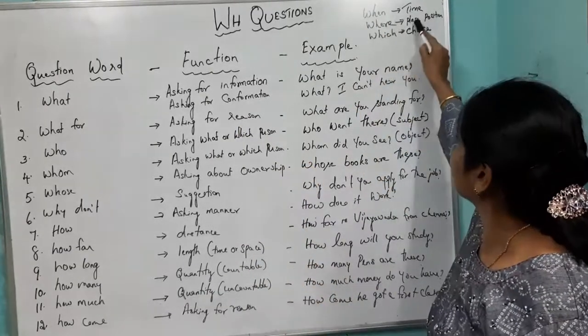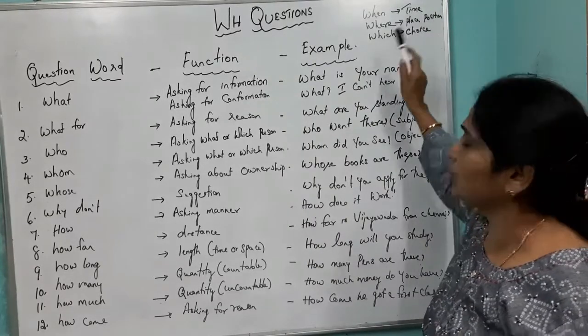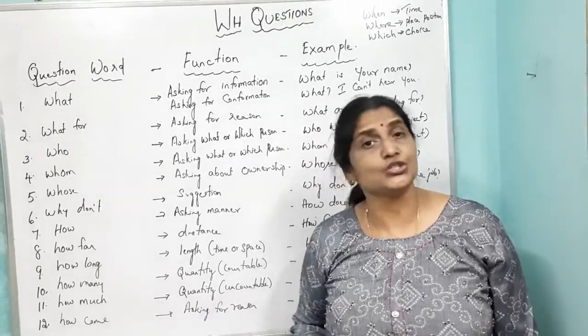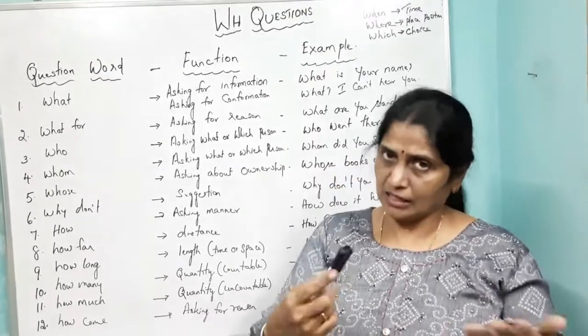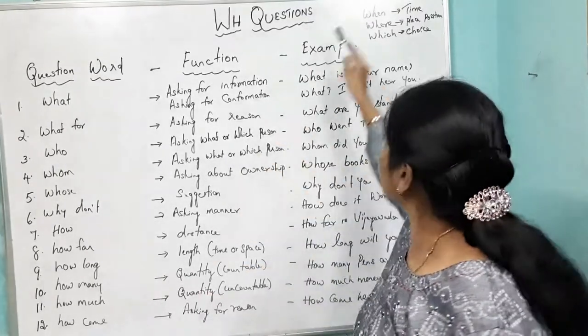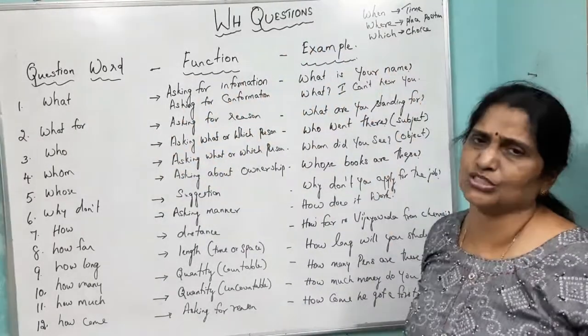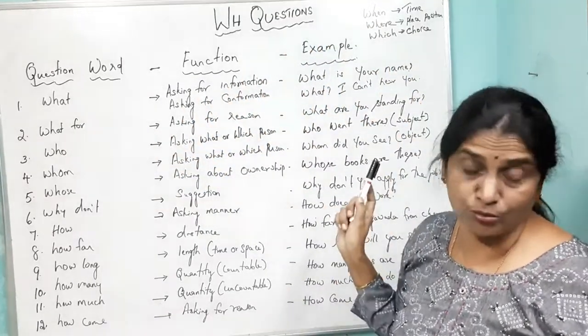So where is for position or place. Which is for choice. Okay, which is your favorite color? We say that is your choice. So these three are also included, which I have written separately, because we often use these three words.